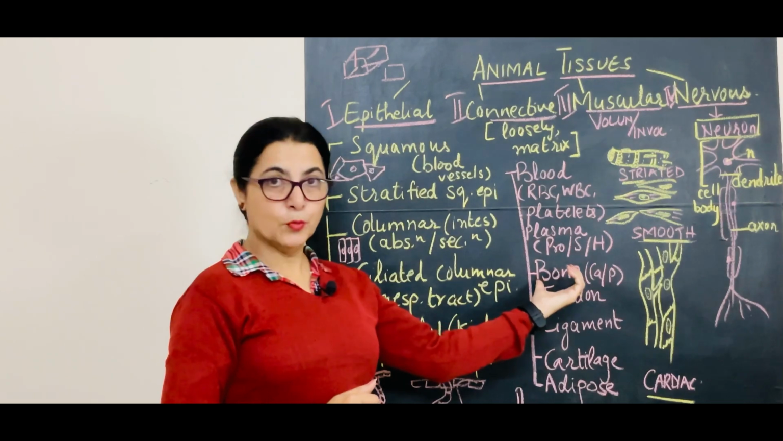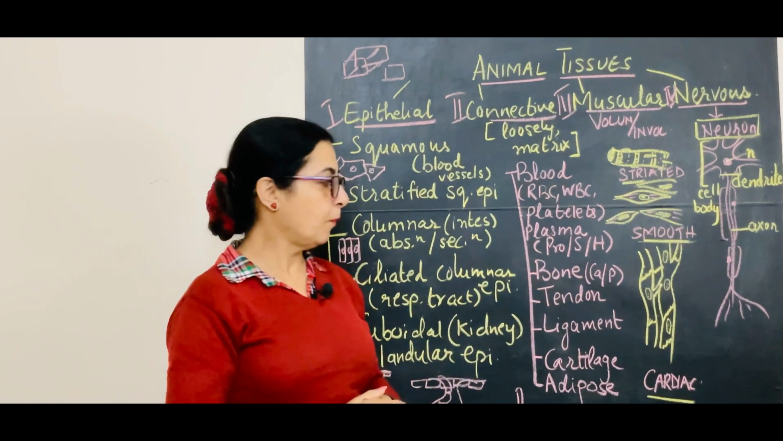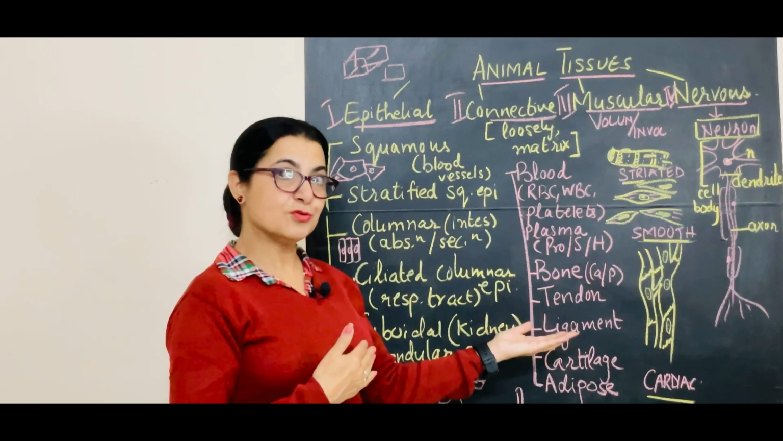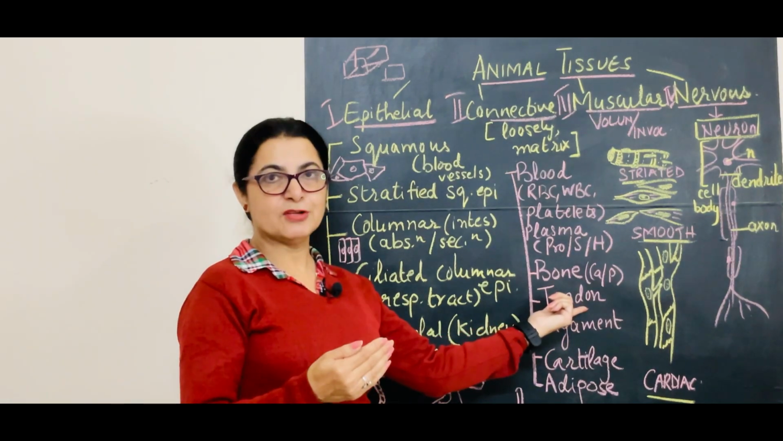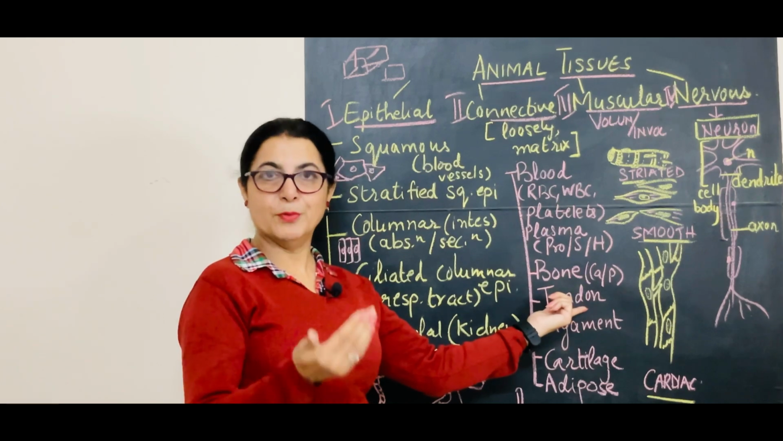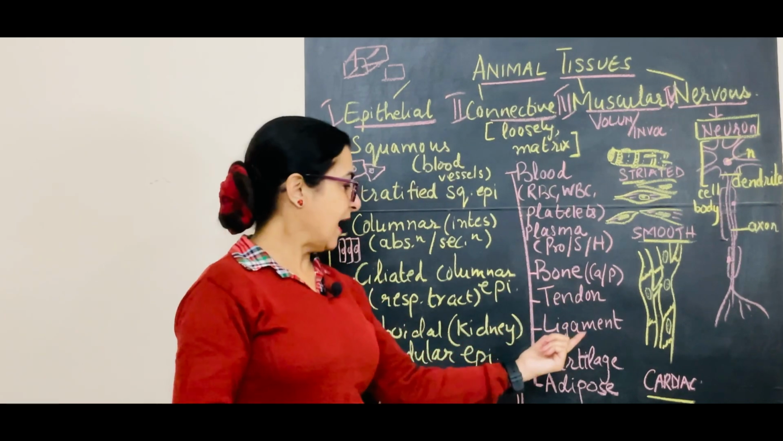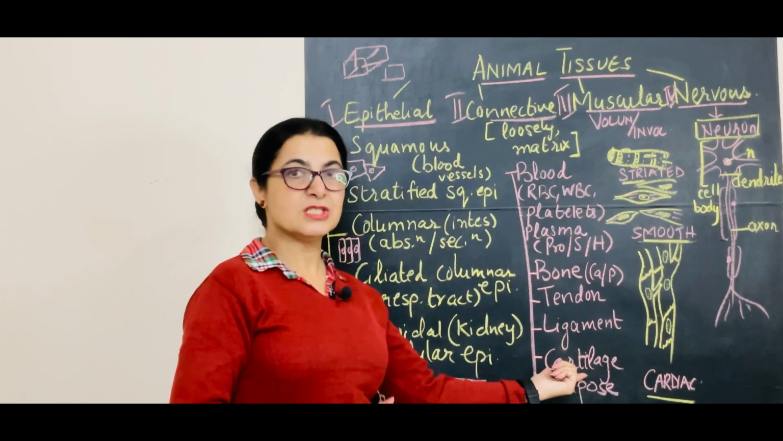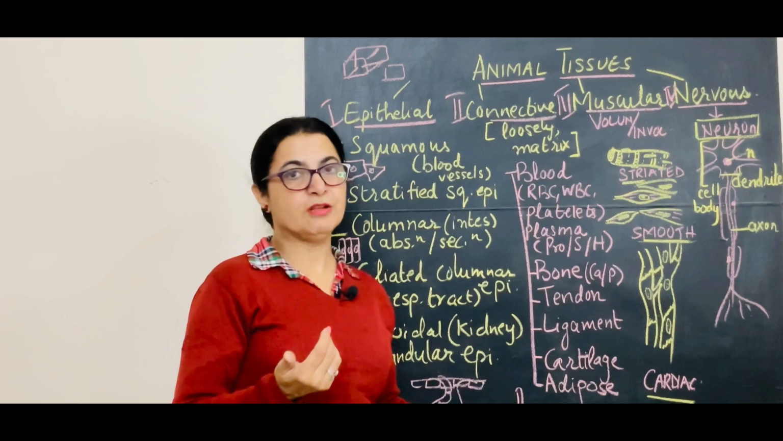Then we have got bone. Bone is very strong and it is giving you the structure and support to your body. It is also giving protection to the internal delicate organs. Then we have the tendon. This is that connective tissue which is joining muscle to a bone. We have ligament which is keeping two bones together. And then we have the cartilage which are the softer bones. And then the adipose tissue or the fat tissue.